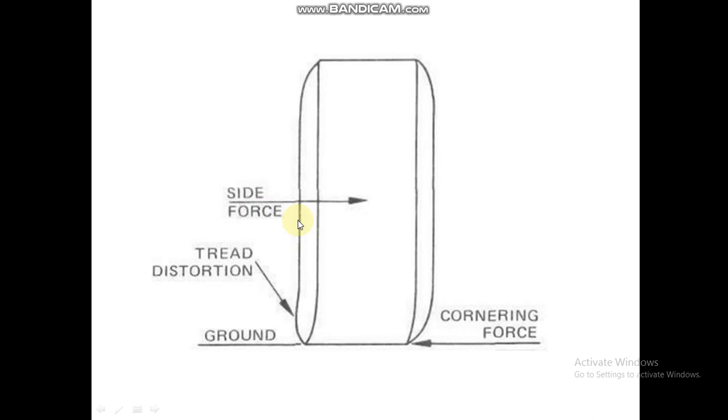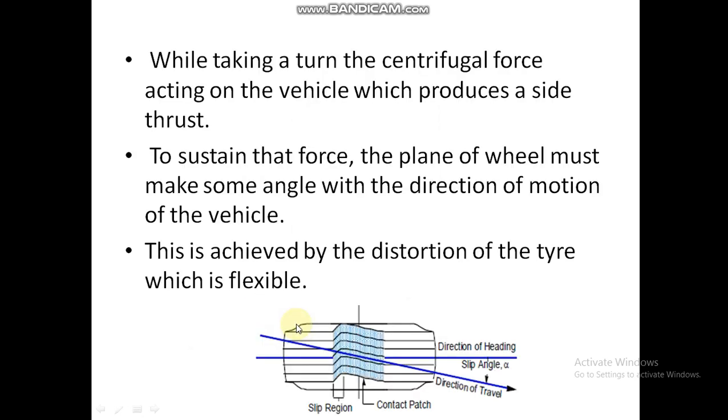And what is the result of this cornering force? Due to this cornering force, the contact patch of the tire is going to be disturbed, because the tire is made of rubber, which is elastic. So the shape of the tire at the contact with the road is going to be disturbed. This is called tread distortion. So what will happen at the contact patch? Your tread is going to get distorted.